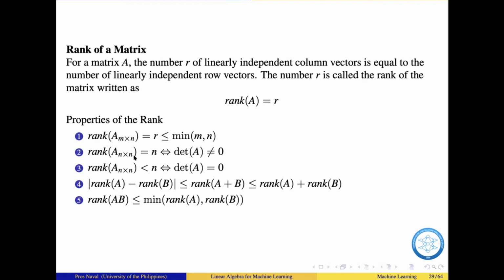And for the n by n square matrix, if the rank is n, then we know that the determinant is not 0. This means that the inverse exists, and so on. However, if the rank is less than n, then we have the case where the matrix cannot be inverted. So it's not invertible, it's a singular matrix. And it's also the case that the determinant is 0.